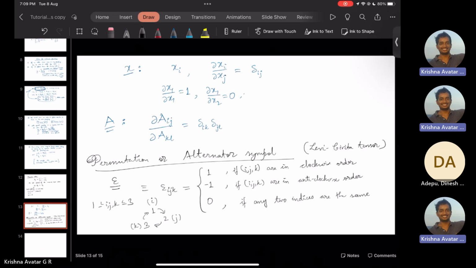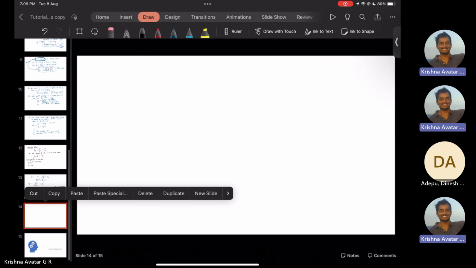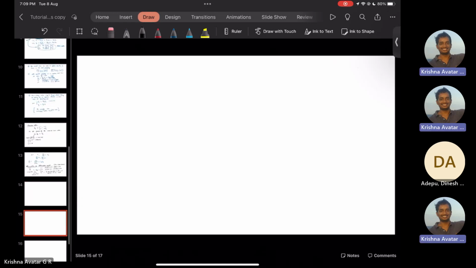So it means that we are not allowed to take any combination in which i is equal to j, j is equal to k, or i is equal to k, or for that matter, even i is equal to j is equal to k. So if any of these indices repeat in value, or they tend to be the same, then it results in a value of 0.